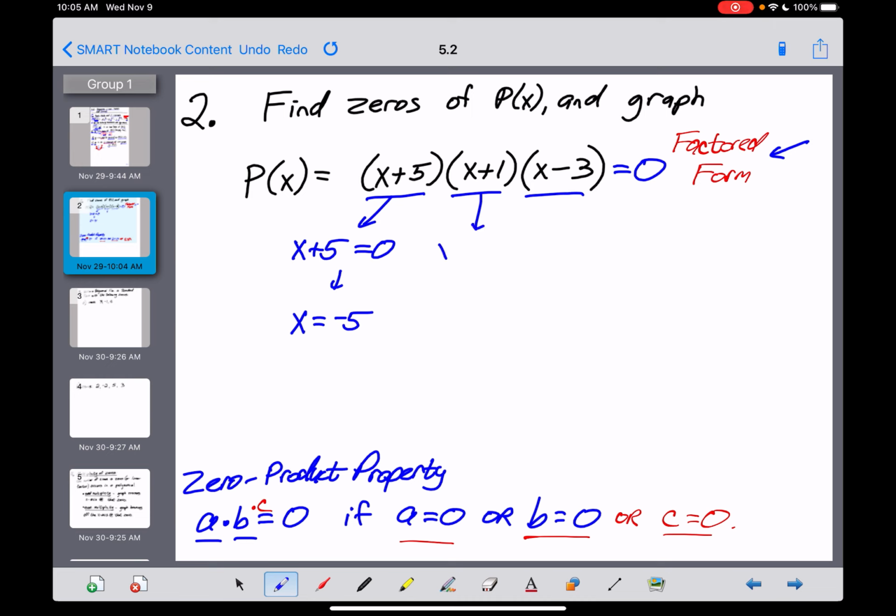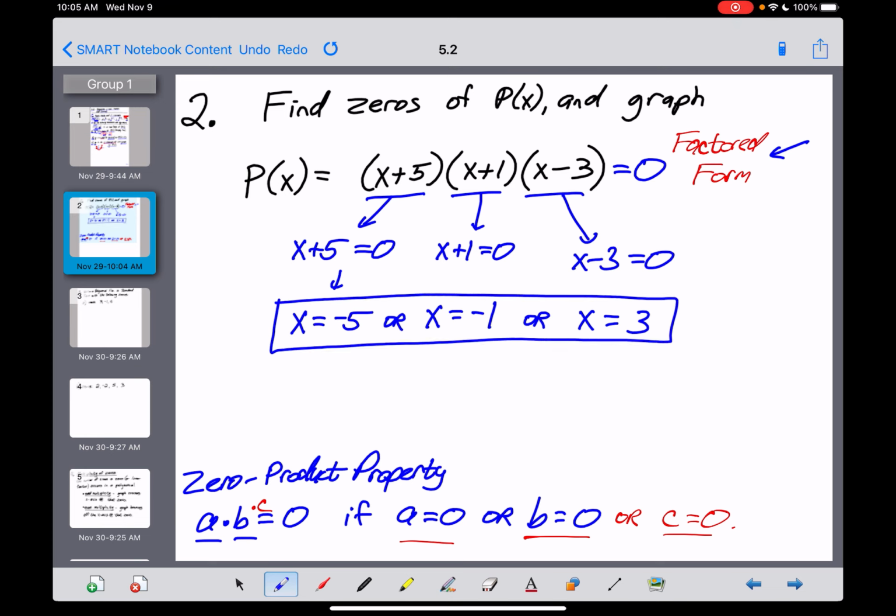Here, we'll set the second factor, x plus 1, equal to 0, and we'll get x equals negative 1. And our third factor, x minus 3, we'll set that equal to 0, and we'll get x equals 3. So these are the 3 zeros of this polynomial right here. It's not a bad idea to put the word "or" in between each of those. So those numbers right there are the zeros that we were asked to find in that polynomial.